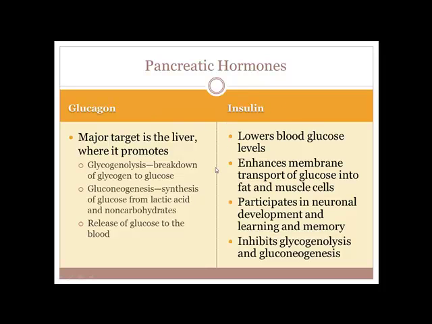Insulin is going to lower your blood sugar levels, or blood glucose levels. How? It'll increase membrane transport of glucose into fat and muscle cells. It'll help out with neural development and learning, and it'll inhibit our glycogenolysis and gluconeogenesis. So inhibit the breakdown of glycogen to glucose and the synthesis of glucose from our lactic acid and non-carbohydrates.